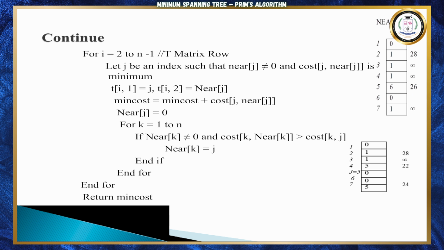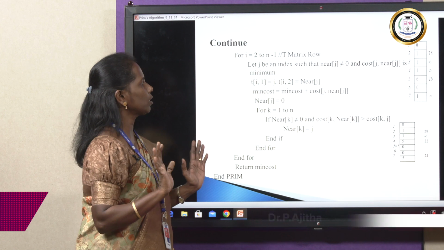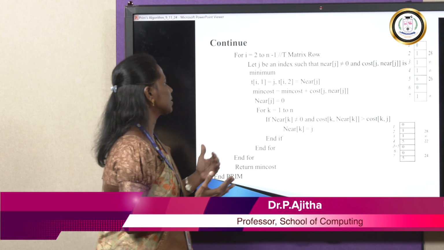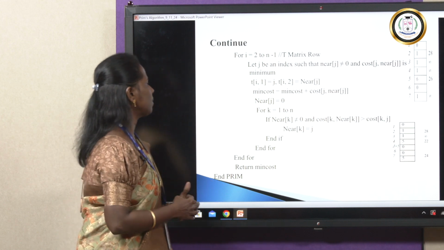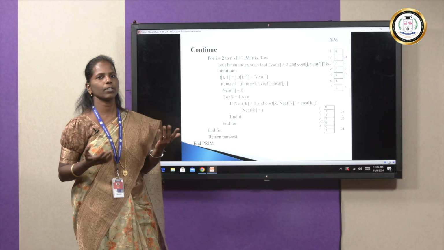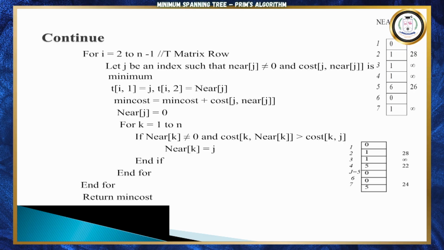After finding the edge, we have to compare the cost. That is, near of J not equal to 0. A 0 entry, no need to bother. For the remaining things, you do the comparison. After doing the comparison, we enter into the T matrix. Once you get the T matrix, we get the edges that we need to use for constructing the minimum spanning tree. So, this is the algorithm used for constructing the minimum spanning tree.